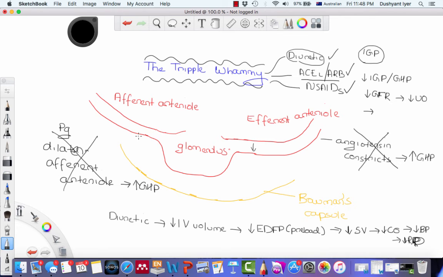So by giving these three drugs, you essentially drop afferent arteriolar vasodilation, stop efferent arteriolar vasoconstriction, decrease your circulating volume, and as a result, you lose your glomerular hydrostatic pressure and decrease your glomerular filtration rate, leading to a lower urine output. This is how the triple whammy leads to acute kidney injury.